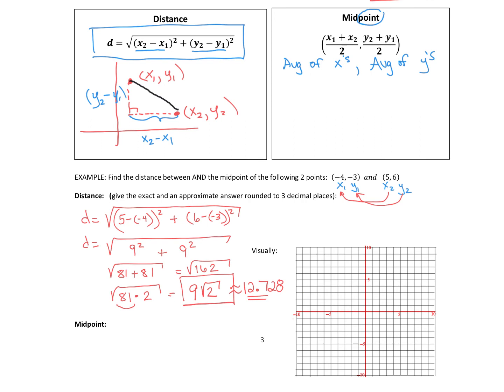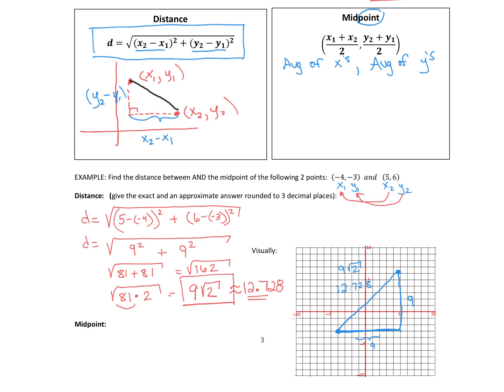Okay, visually, let's see what that looks like. If you have the points -4, -3, and 5, 6, we notice that this distance is 9, and this distance is also 9, and this distance here we found to be 12.728, or 9 root 2. So in the worst case scenario, you could draw your picture and then just count from one x value over to the next x value.